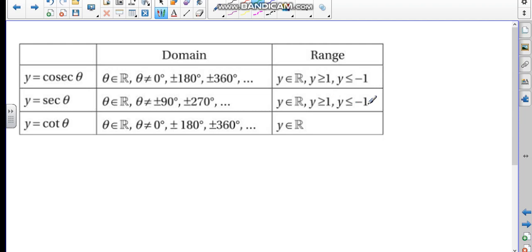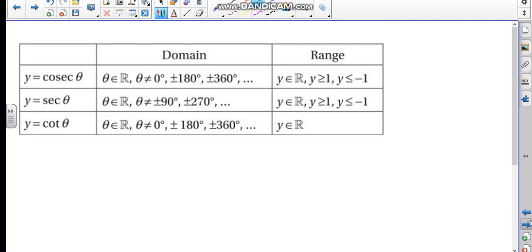So the cotangent graph, again, same notation, any value can go in except theta equals 0, 180 or 360. So multiples of 180 again. And the output, so the range, is anything. y can take any value up to infinity and down to minus infinity. So there's no restrictions on the range.